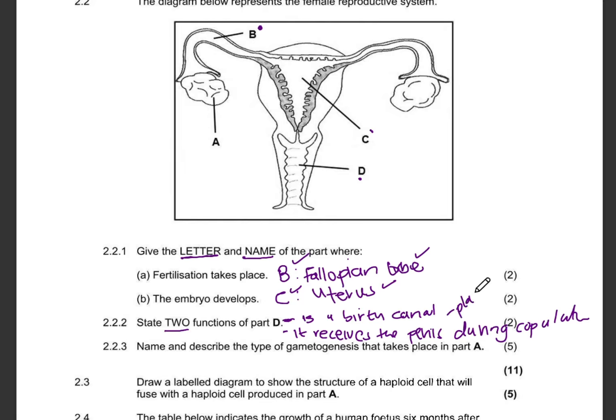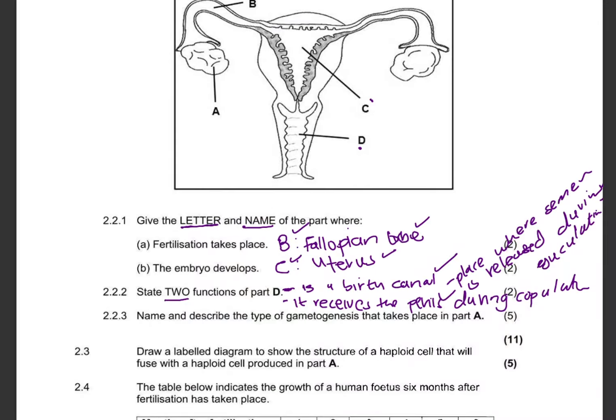So place where semen is released during ejaculation. 2.2.3. We'll just mark the first 2, guys. First 2. Okay.